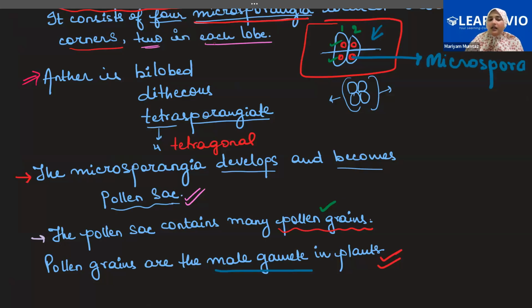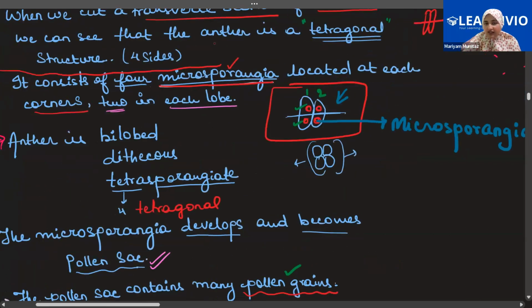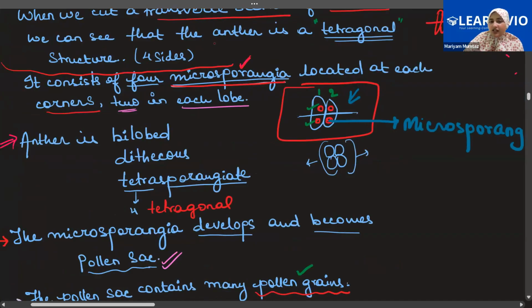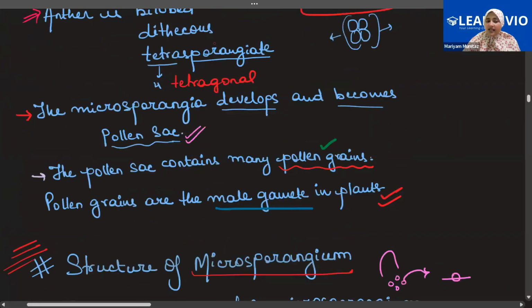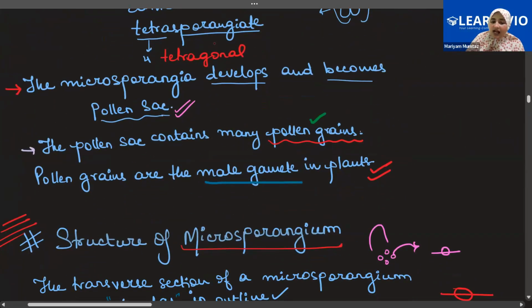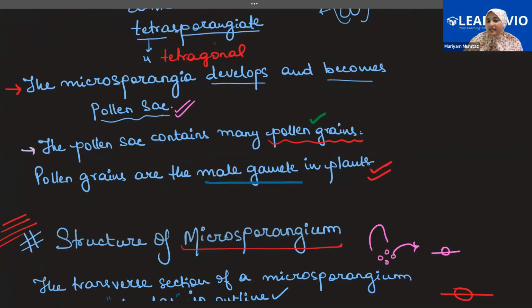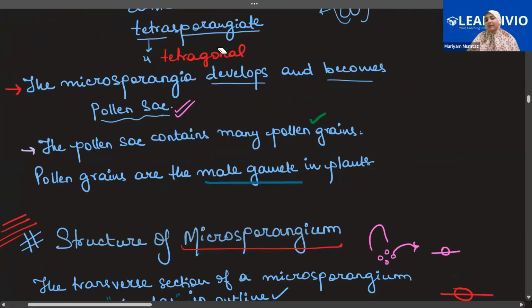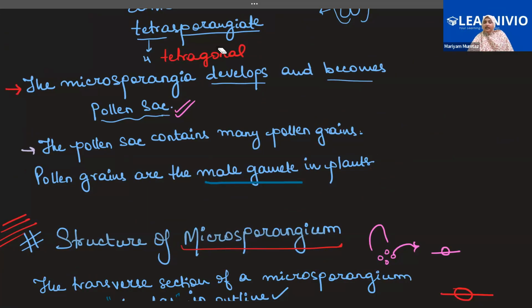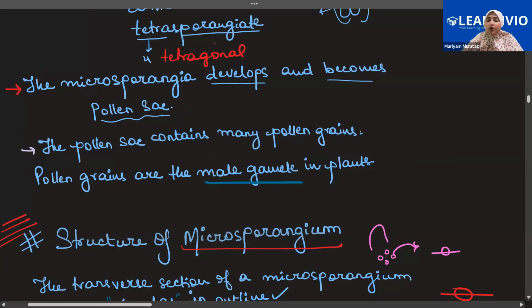Now the microsporangia develop and become the pollen sac. So inside the tetragonal structure, there is the presence of microsporangia. Now these microsporangia are going to develop and become the pollen sac. And inside the pollen sac, there will be thousands and thousands of pollen grains. And these pollen grains are the male gametes of the plant, just like how sperm is the male gamete of humans, right? Same way, the pollen grains are the male gametes in the case of plants.